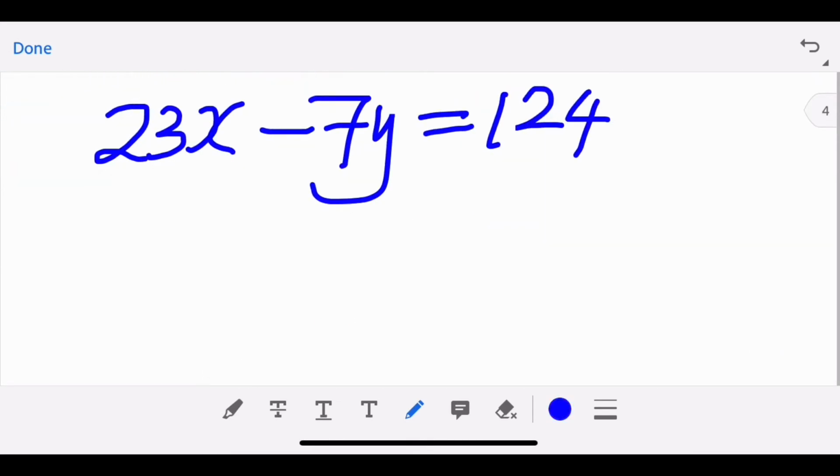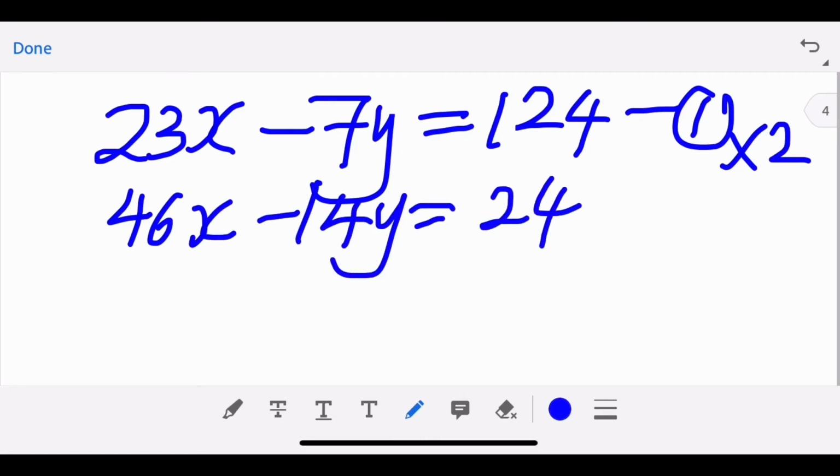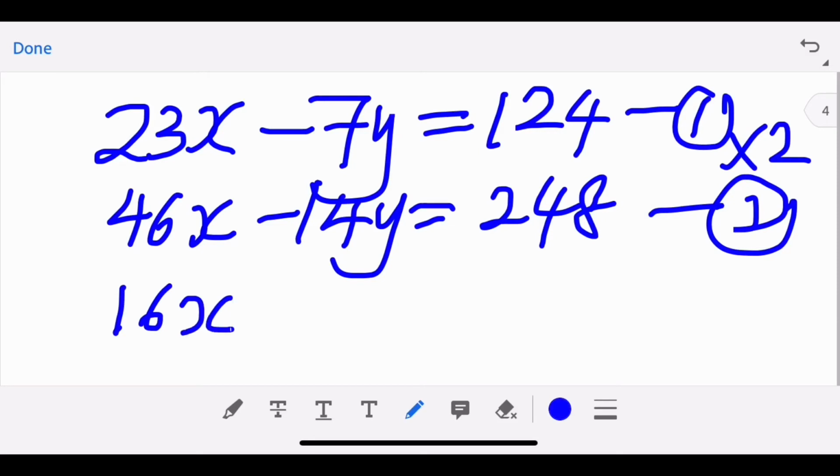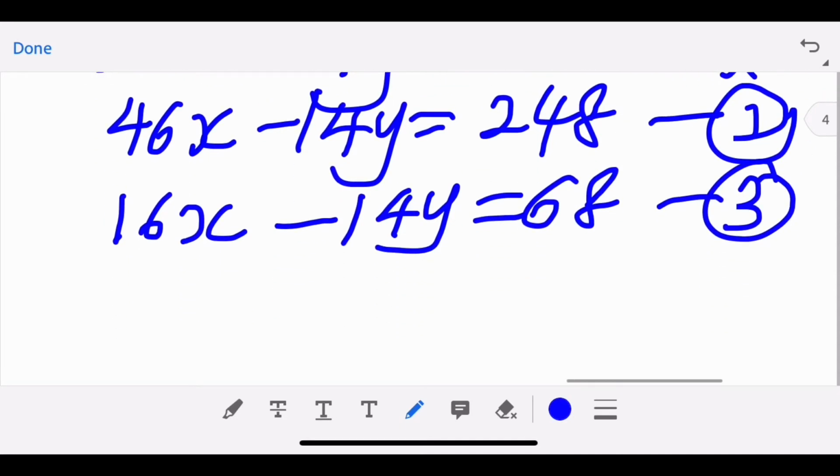Okay, now I explain to you again. 23x minus 7y equal to 124 is equation number 1. You need to times 2. So it becomes 46x minus 14y equal to 248. So we label it as equation number 2. So now we will write down the equation just now. 16x minus 14y equal to 68. This is equation number 3.